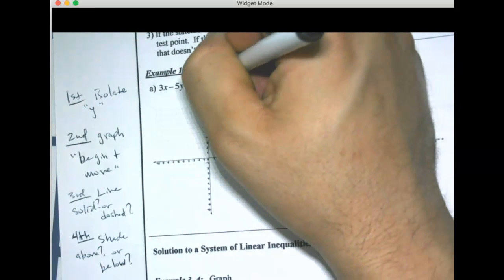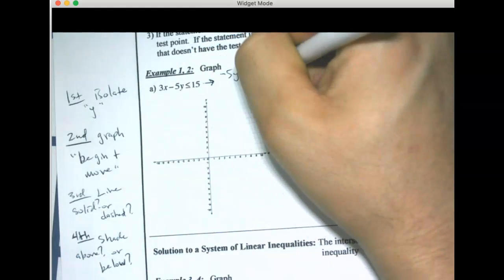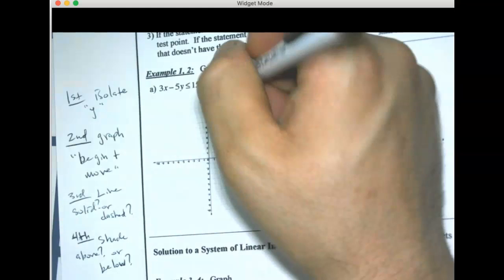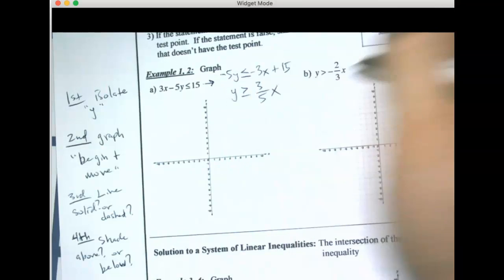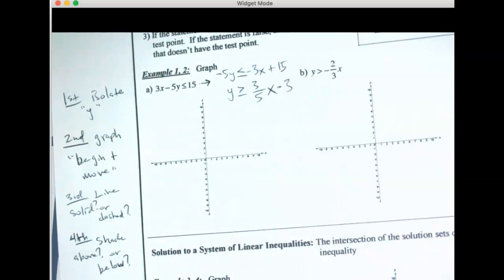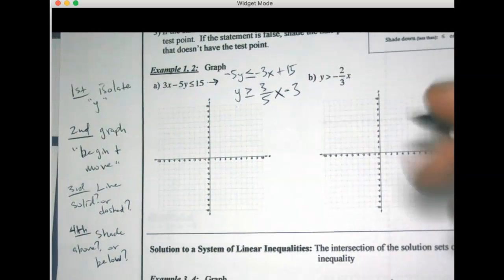So isolate y. I'm gonna go ahead and subtract 3x on both sides on this one. Then divide by -5. When I divide both sides of an inequality by a negative number, I have to flip that symbol. 3 divided by 5, we'll just leave that 3/5. A negative and a negative makes a positive. 15 divided by -5 will give me -3. And as you can see here, y is now isolated, so graphing it's pretty simple.